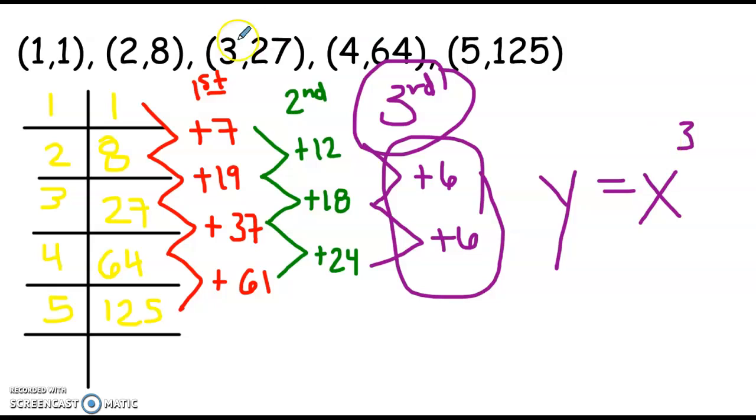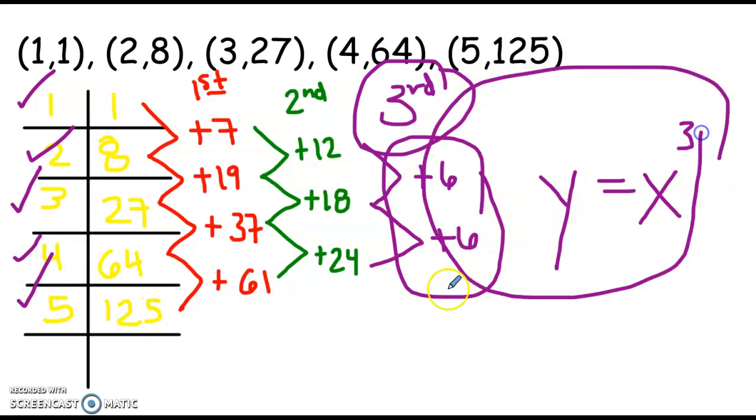And then we can try it, right? If we plug in 1, 1 to the power of 3 is 1. It works. 2 to the power of 3 is 8. 3 to the power of 3 is 27. 4 to the power of 3 is 64. 5 to the power of 3 is 125. So our function rule is y equals x cubed.